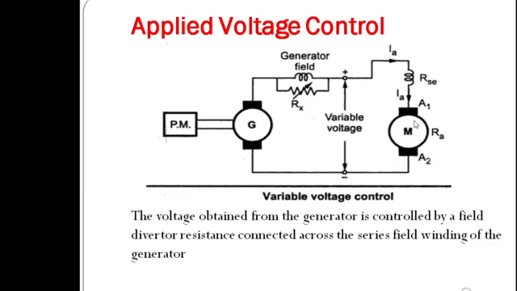So the voltage obtained from the generator is controlled by a field diverter resistance connected across the field winding of the generator.